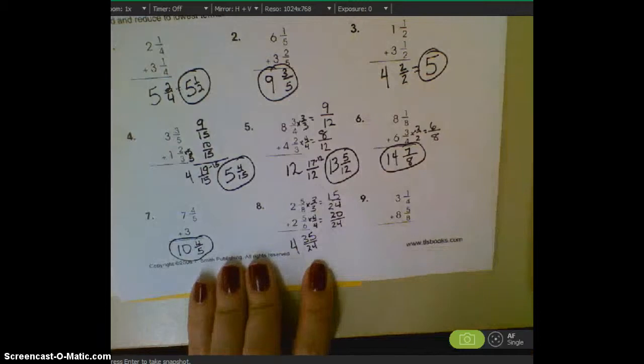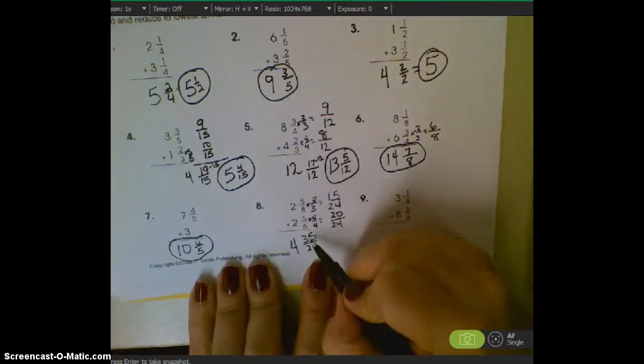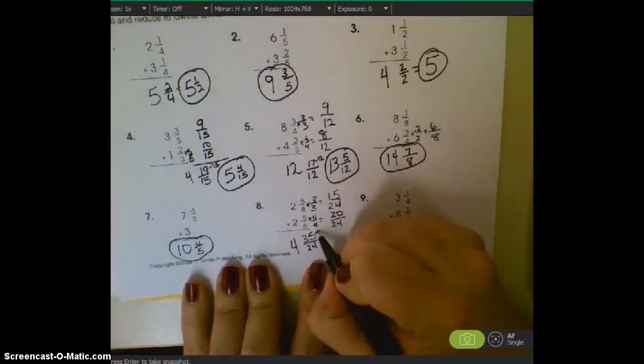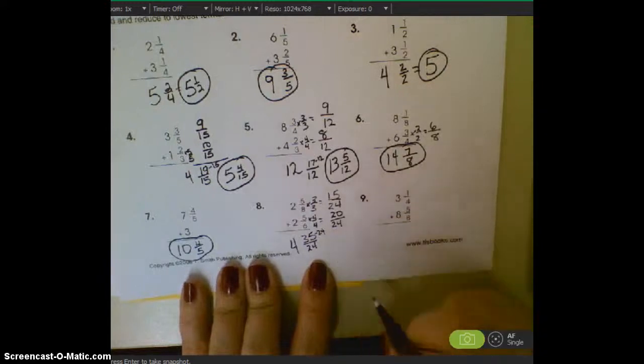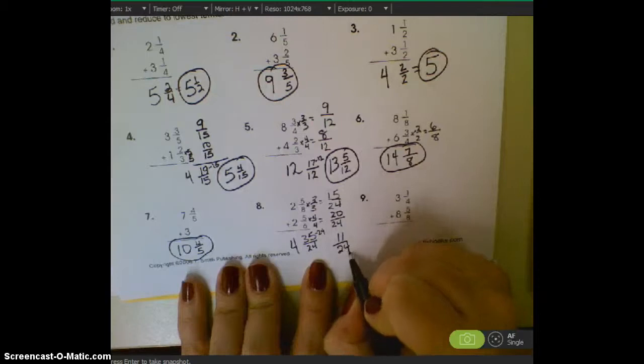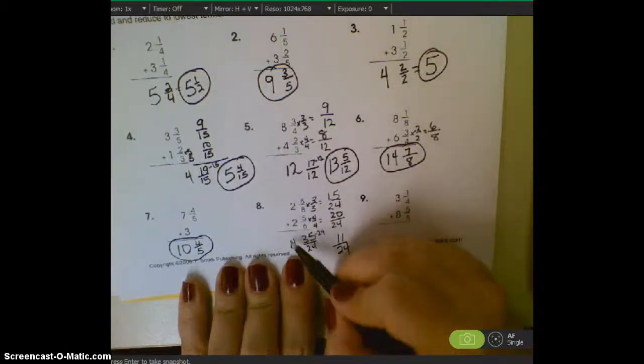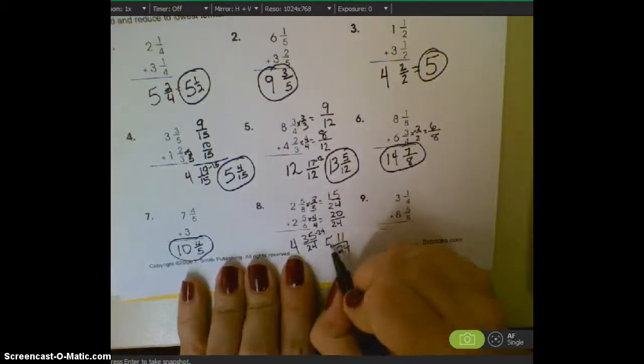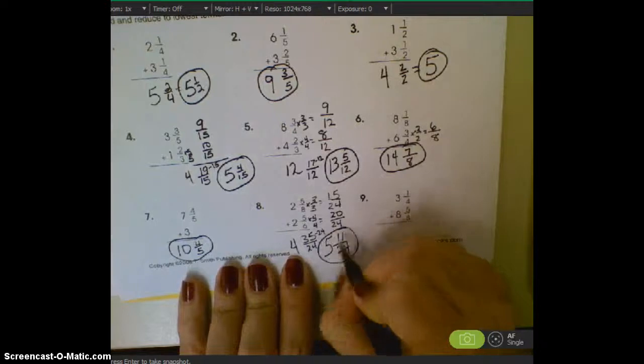And this is one where now I need to reduce. 24 out of 24 will take a 1. So then I need to subtract, and I get 11 out of 24. And then I need to add that 1 over here. This was 4, it just became 5 and 11/24.